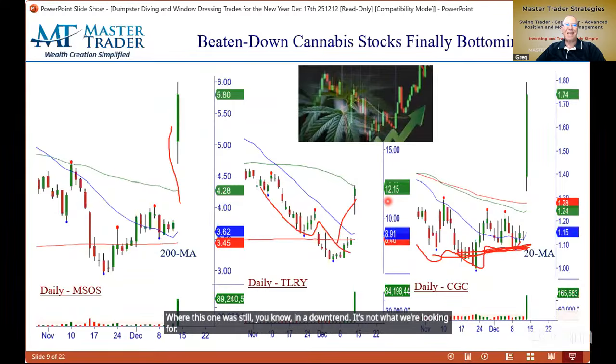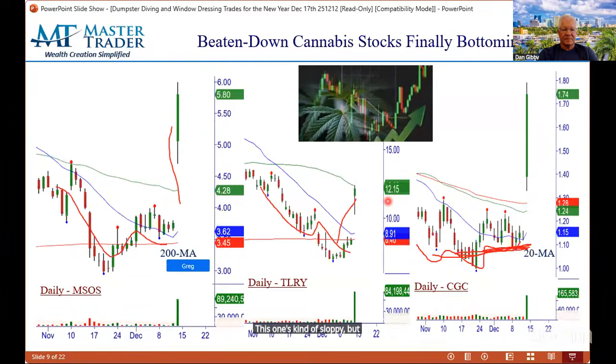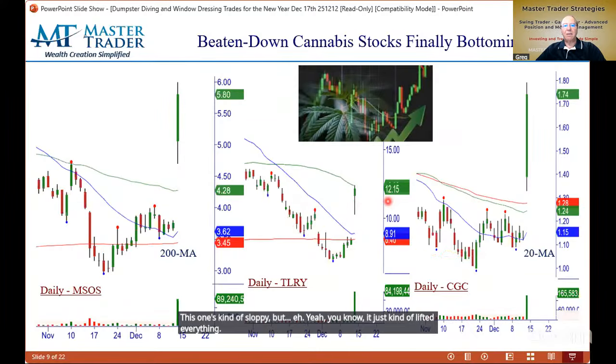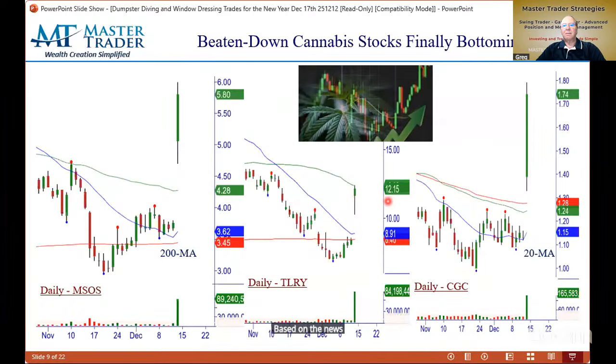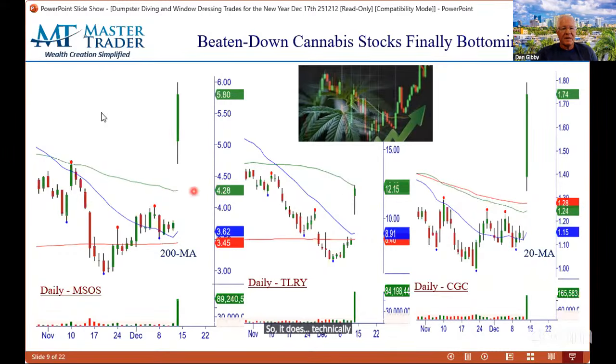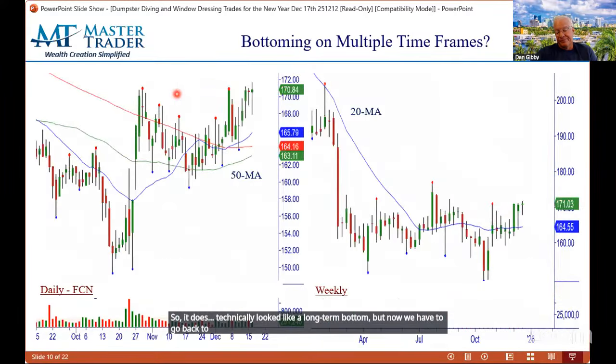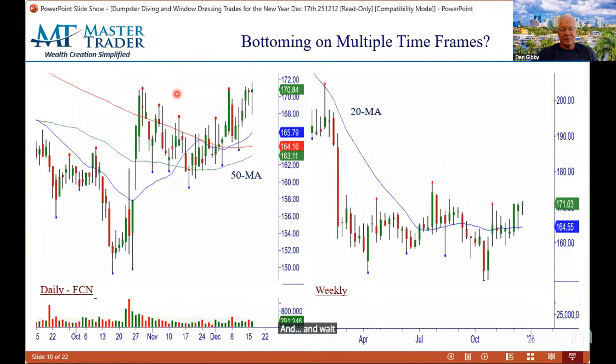This one's kind of sloppy, but the sector, MSOS, it just kind of lifted everything based on the news. So we're monitoring them, but it's an igniting gap, igniting volume. So it does technically look like a long-term bottom, but now we have to go back to the slide of the pictures and wait for our setups, which we're in no rush for because of the excessive gap.